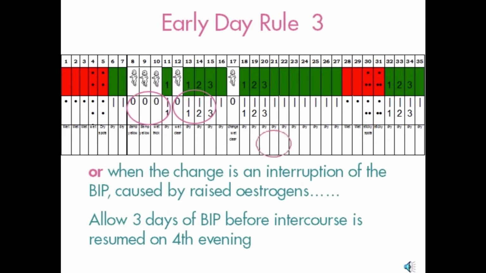Day 17 shows another change to the BIP. The rule is applied. When bleeding interrupts the BIP on day 28, the woman knows this is not menstruation because she has not recognized a peak. The third early day rule is again applied.